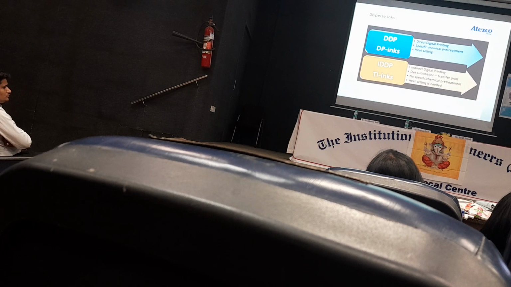Disperse ink. There are two types of disperse printing: first is direct digital printing and second is indirect digital printing. Indirect digital printing is the sublimation printing, already discussed. First the print is done on paper and then fused onto the fabric. And for disperse, we have to do the whole process as with reactive ink: padding, printing, steaming, washing, all the processes for reactive printing as well as disperse printing and acid ink as well.